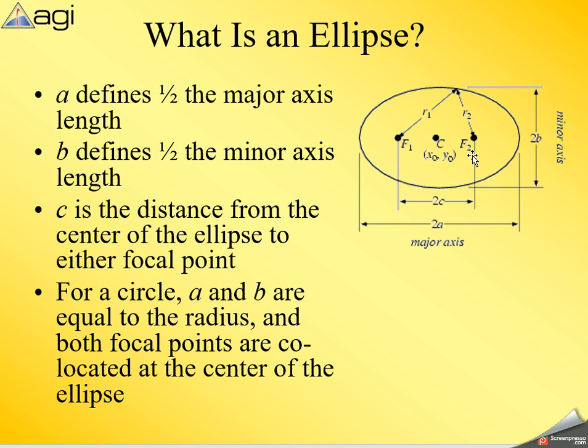A defines half of the major axis, and B defines half of the minor axis. The major axis is the longer one, and the minor is the smaller. So you have A from center to side, B from center to top, or you could switch and rotate it lengthways, with major just being larger. And C is the distance from the center of the ellipse to the focal point, so 2C is the distance between the foci. For a circle, A and B are equal to the radius, and both focus points are located in the center, so that distance C is just 0.